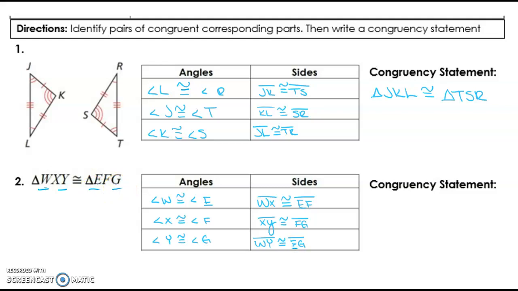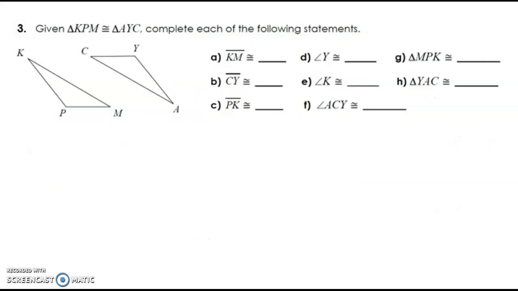So now I can write my congruency statement. I already know that those triangles are congruent, so what I want to say in my congruency statement is something about their angles. I can say that angle W is congruent to angle E, and angle X is congruent to angle F, and angle Y is congruent to angle G.